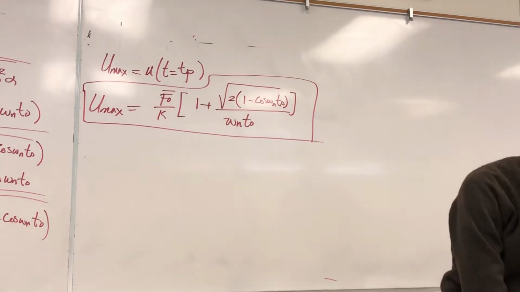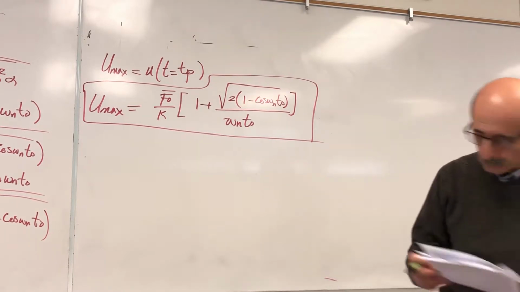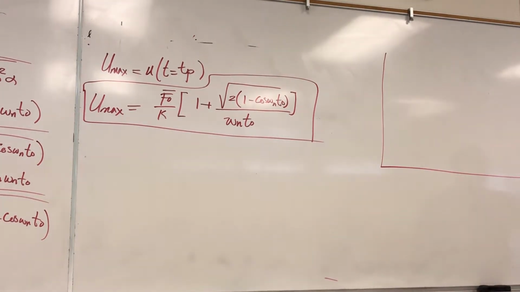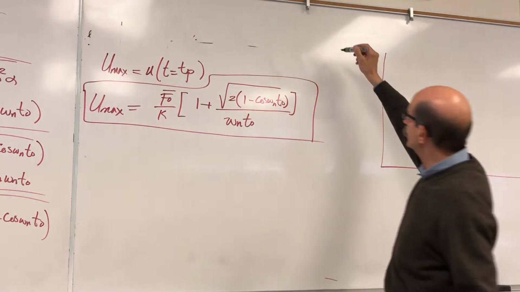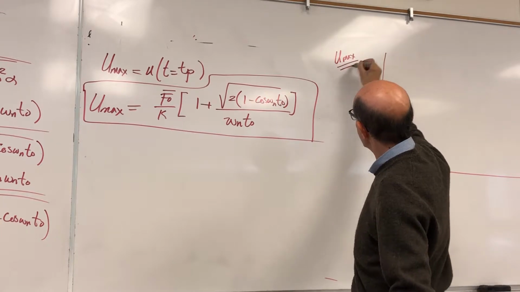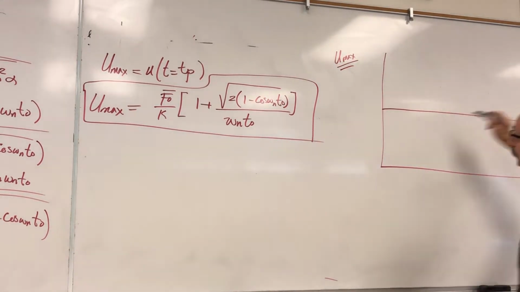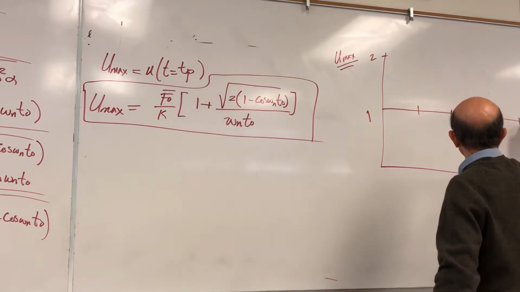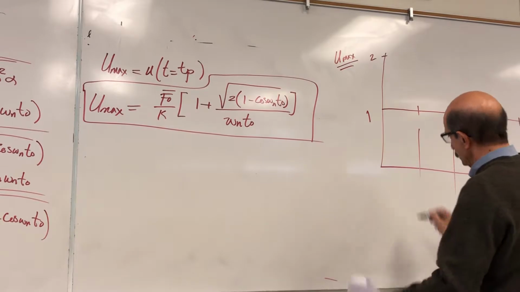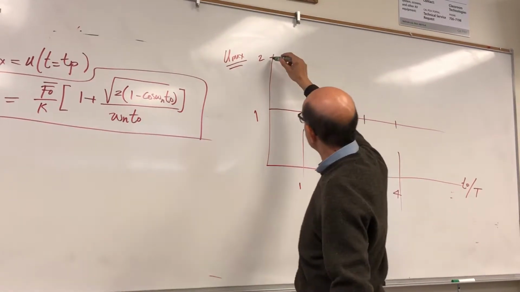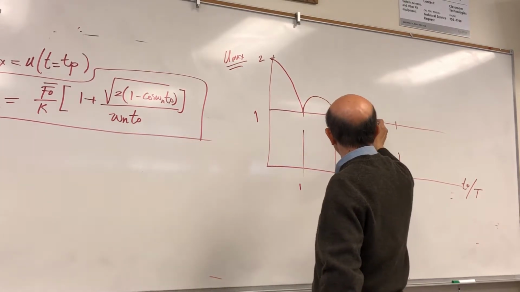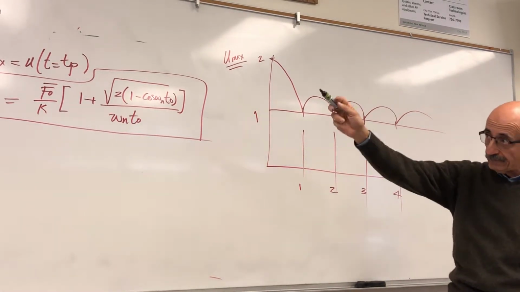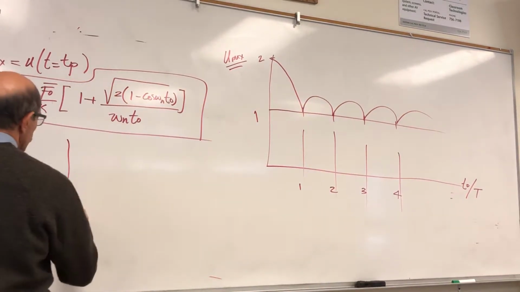If you plot this function now, which looks like this, in other words, if you plot that as t0 over T versus this u max, okay, you get something like this. This is 1, this is 2, 1, 2, 3, 4. This is what you get. This is the response spectrum of that system under the action of this load.